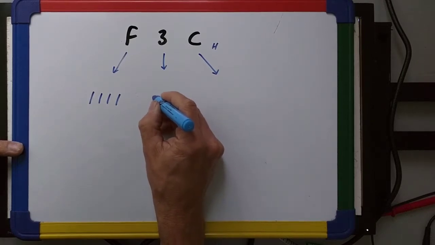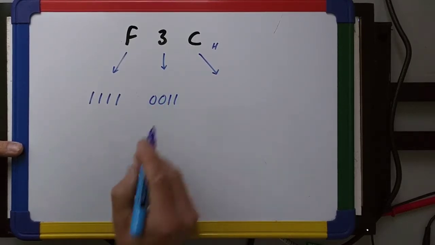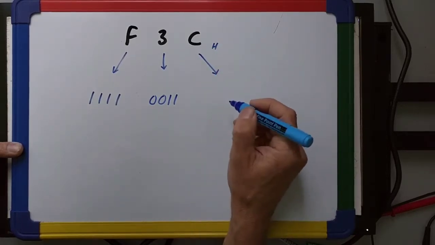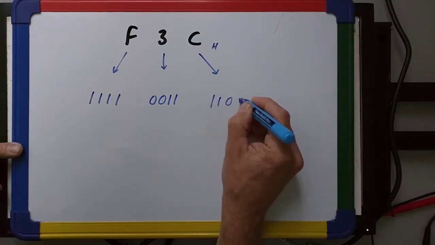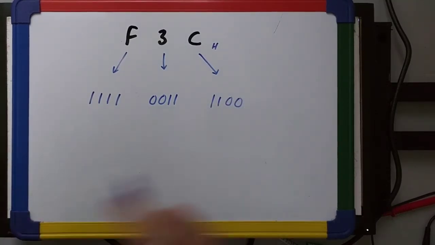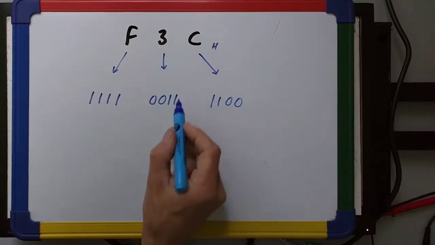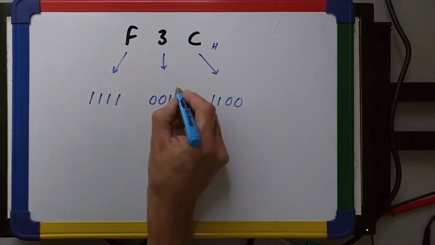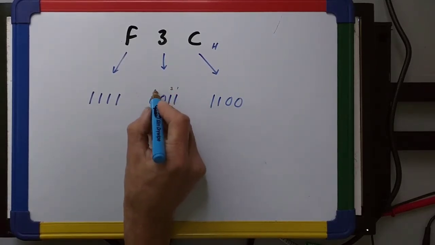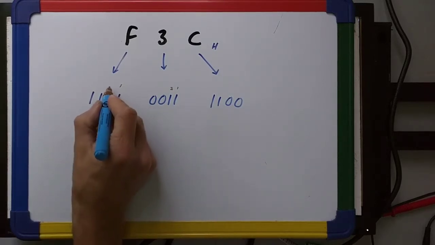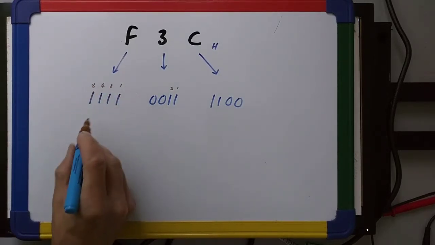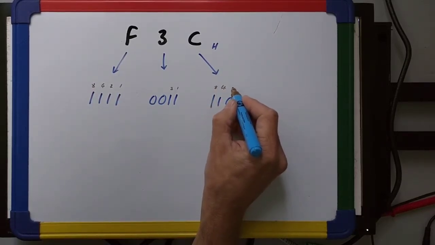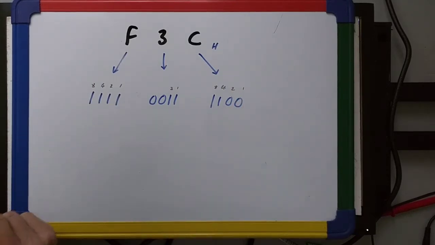3 in binary is going to be 0, 0, 1, 1. C in binary, which is A, B, C, 10, 11, 12, is going to be 1, 1, 0, 0. Now if you're thinking, well, how was I able to go straight to there? Well, I know that this is 3 because you've got a unit, a 1, and a 2, no 4s and no 8s, which gives you 3. 1s, 2s, 4s and 8s. An 8 and a 4, 2 and a 1 gives you 15, and an 8 and a 4 gives you 12, with no 2s and no 1s.